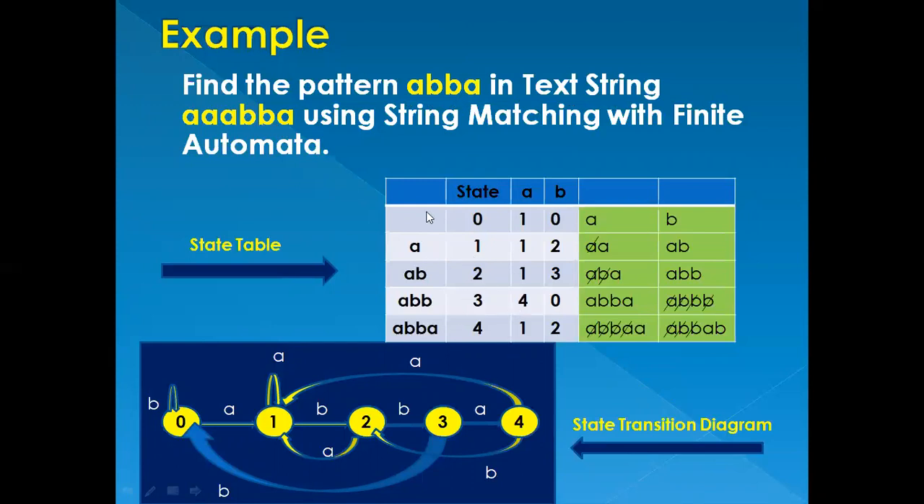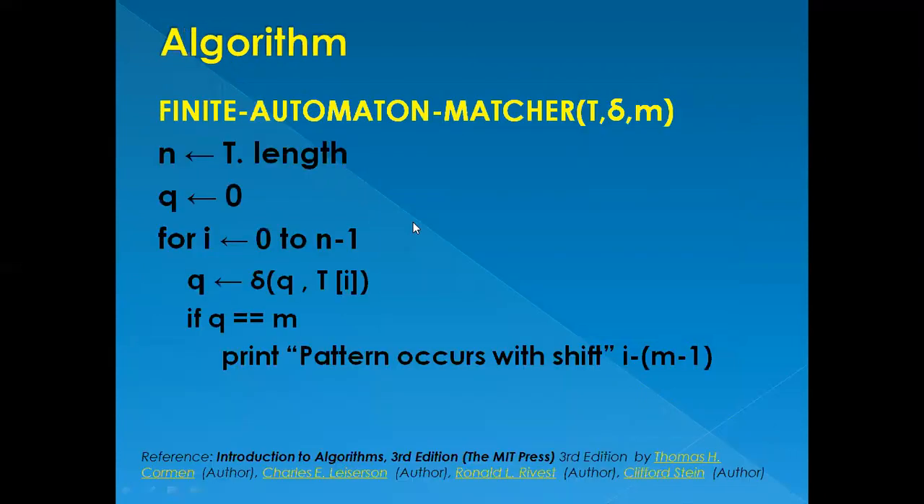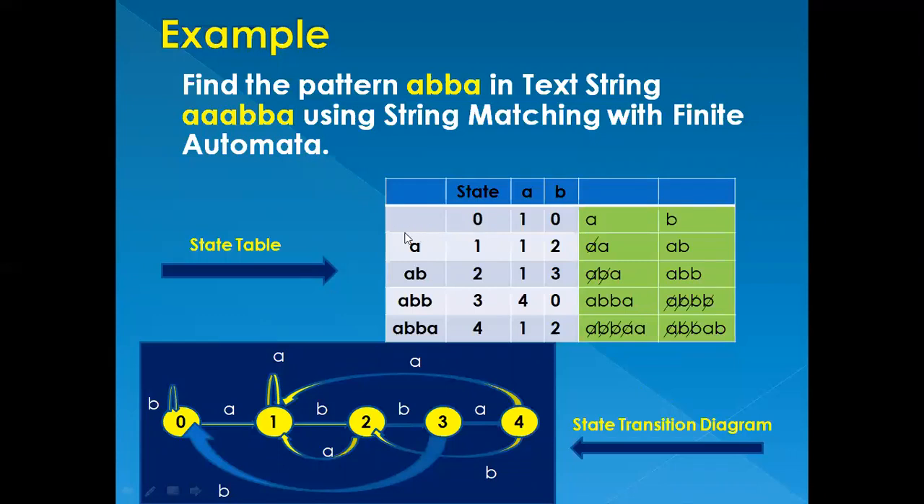So what you need to do is create a state table. In the state table, you will have states. This will depend upon the length of the pattern string. As you see, the length of the pattern string is 4. So your states are going to go from 0 to 4. Your first state, the zeroth state, is going to be the initial state, and that is going to be empty.